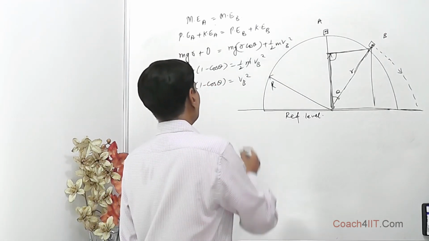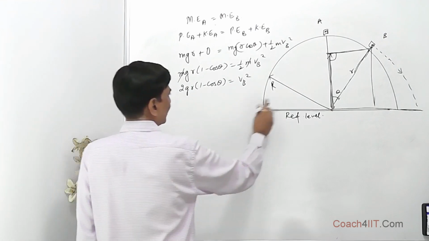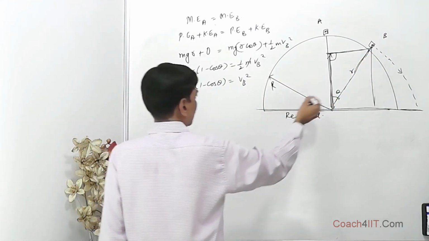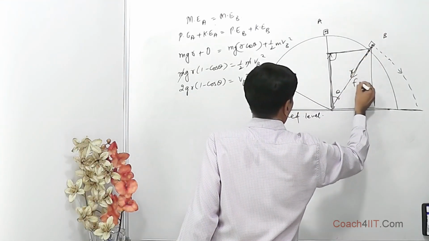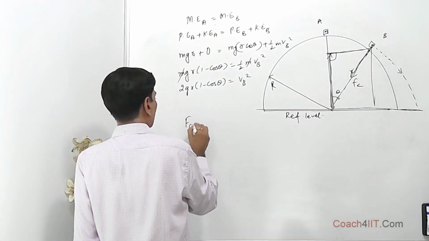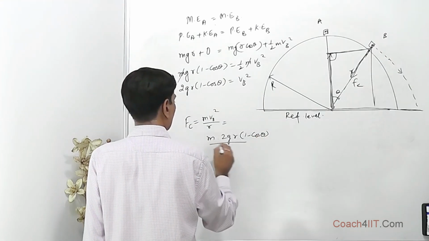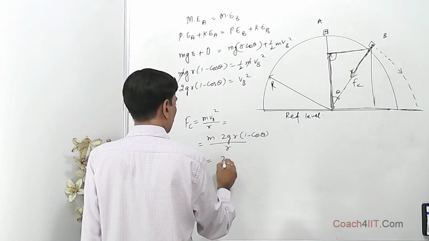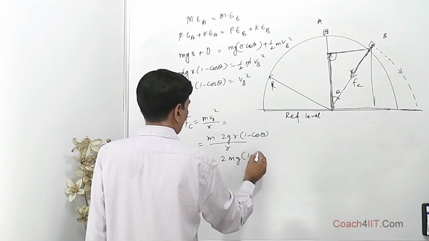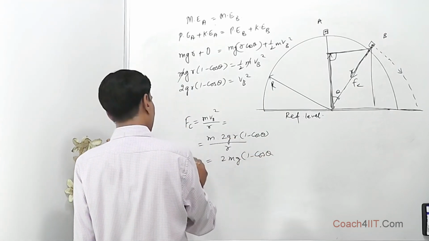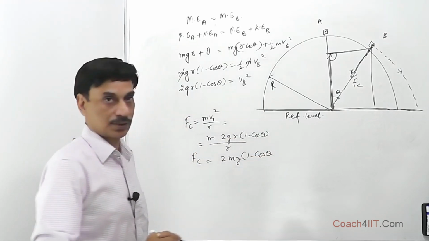Now that it is known, we know the centripetal force required toward the center. The requirement of centripetal force is equal to mv square upon r, which is m times 2gr (1 minus cos theta) upon r, equal to 2mg (1 minus cos theta), as r and r get cancelled. So the centripetal force is like this.